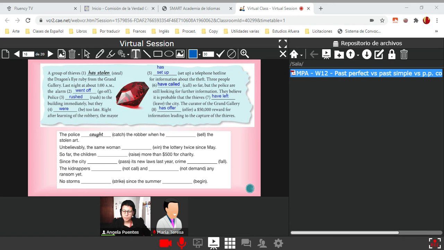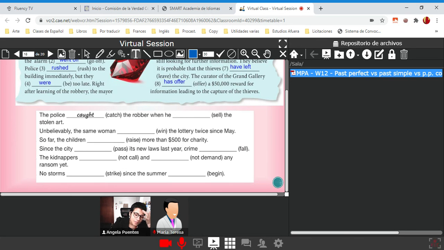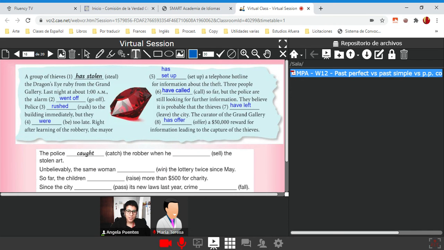Okay, I have something. The police caught the robber when he has stealing. Okay, he had stealing. No. He was stealing the stolen art. Okay, yes, you can use he was selling the stolen art, or you can also say he had sold.